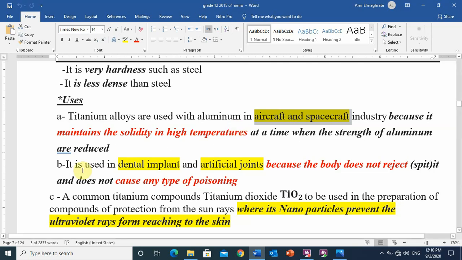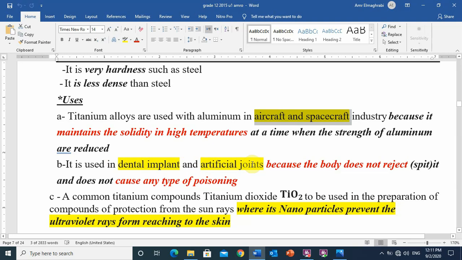Okay. Number 2, dental implant. When you go to the dentist, and you have a tooth which contains holes or a cavity or something, he adds an implant. The implant here must be made from titanium. Also artificial joints like the knee and elbow must be made from titanium. So titanium has two uses in medicine: dental implants and artificial joints.